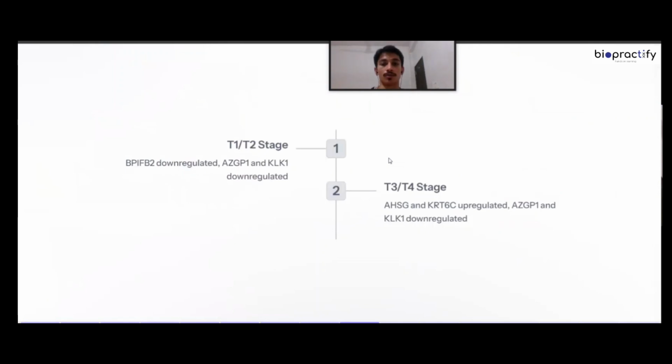All right, so in T1 and T2 stage, as I mentioned, BPIFB2 protein was significantly downregulated, and AZGP1 and KLK1 were also downregulated. Whereas in T3 and T4 stage, AHSG and KRT6C were upregulated, a significant difference, and AZGP1 and KLK1 were downregulated. Moving on to the next one.